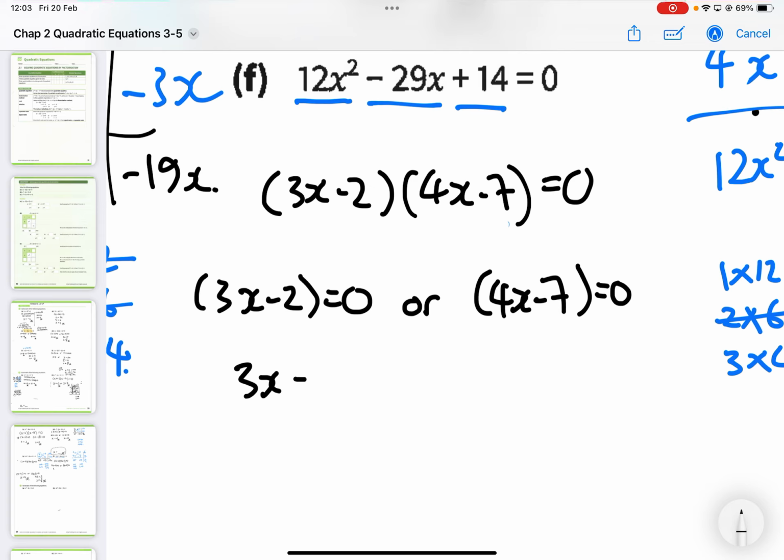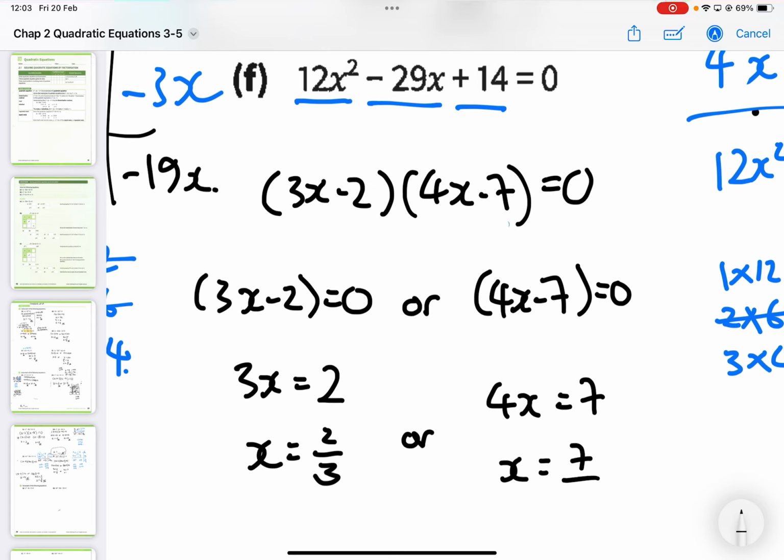Then 3x equals 2. x equals 2/3. 4x equals 7. x equals 7 over 4. Okay. Be comfortable leaving your answer in fraction. Fraction is more exact than decimal. Don't need to change to decimal one. Just leave it in your fraction. Fraction better.